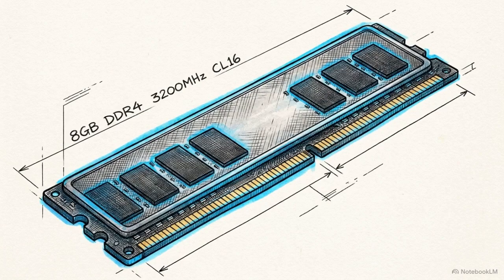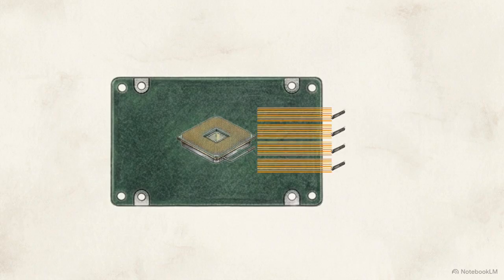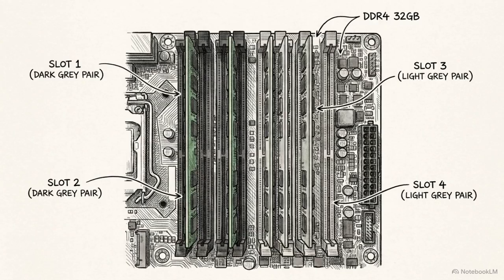Next, the processor needs data to work with. Random access memory, or RAM, provides temporary active data storage, feeding the CPU the exact files it needs at any given microsecond. To feed that data efficiently, we place the RAM slots close to the CPU, wiring dozens of parallel copper traces directly from the socket to the memory slots.